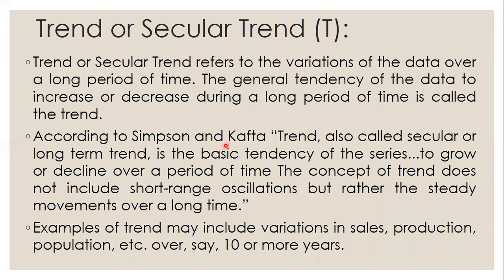So let us understand a definition. According to Simpson and Kafka, these are the people who gave the definition: trend, also called secular or long-term trend, is the basic tendency of the series to grow. To grow is to go up. Decline is to come down. Over a period of time, the concept of trend does not include short-range oscillations, but rather the steady movements over a long period of time.